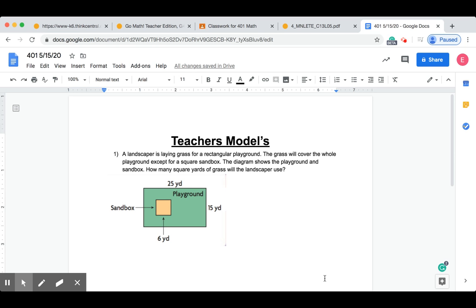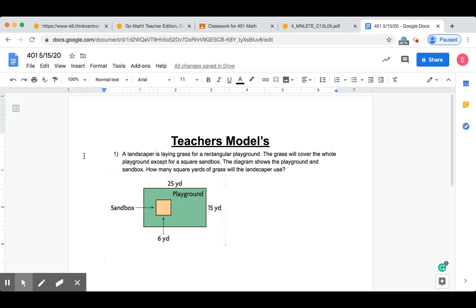Good morning, fourth grade. Today we're going to continue with area, and we're going to use area to help us problem solve. I'm going to go over a few examples for us and show you exactly how we're going to use area to help us problem solve. So let's get into it.